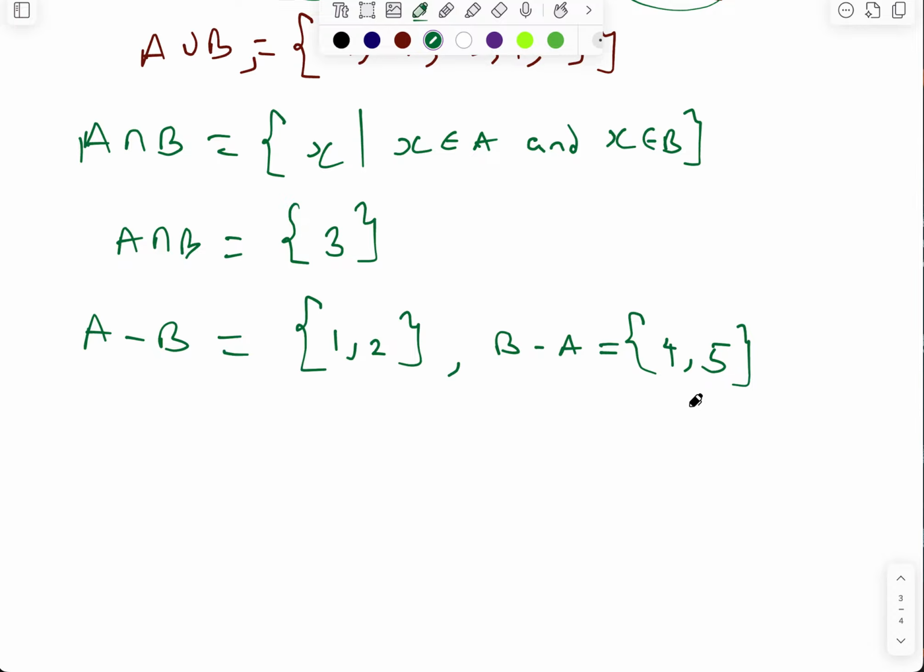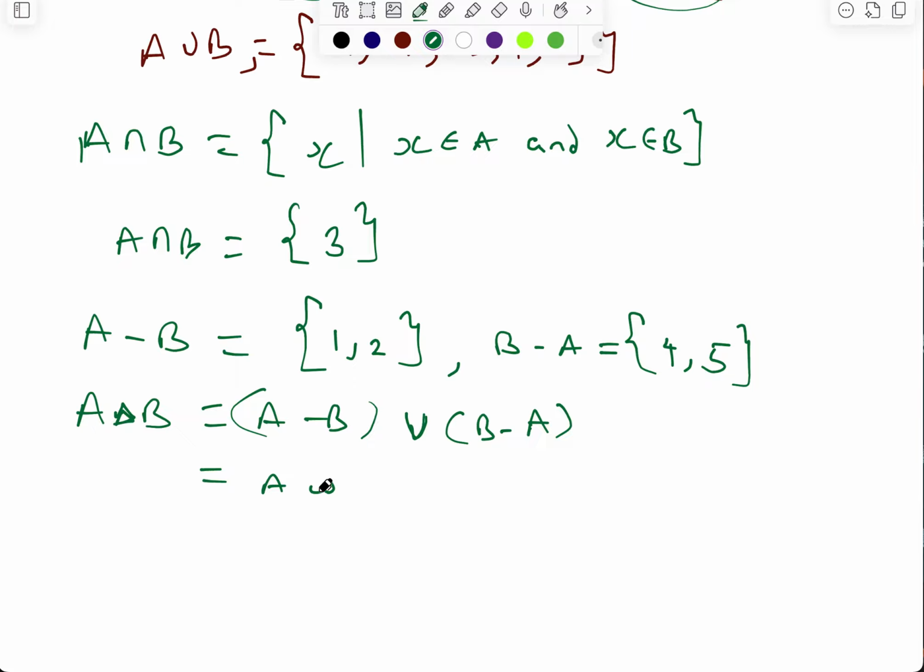We also have what we call the symmetric difference. Symmetric difference, denoted by a small triangle, is simply A minus B union B minus A. This is actually the same thing as A union B minus A intersection B.